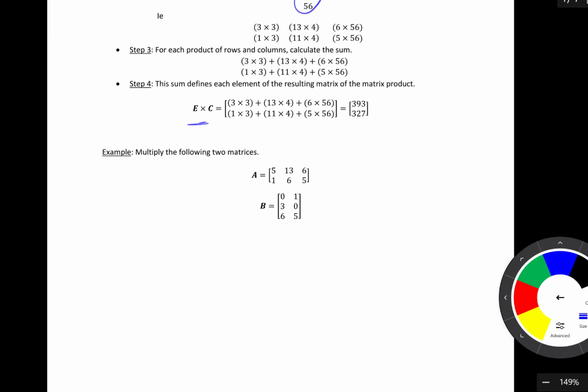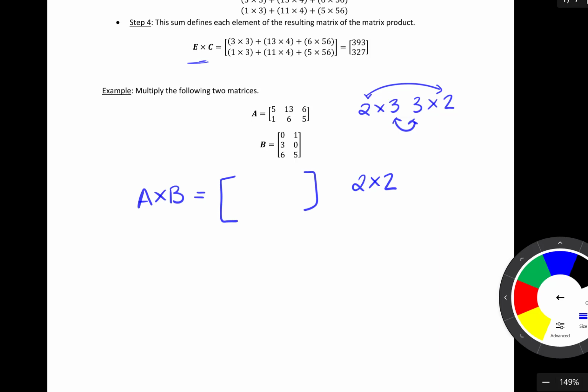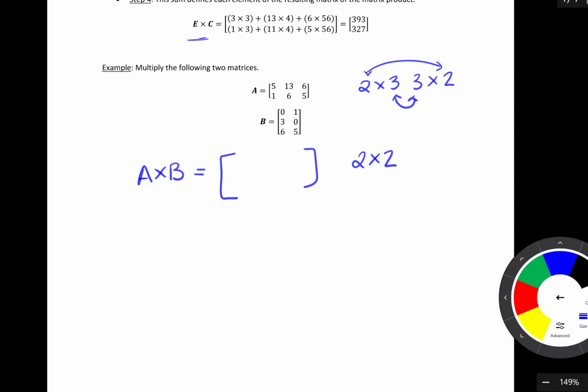So let's look at another example. We're going to multiply the following two matrices. Notice that A is a 2 by 3 and B is a 3 by 2. Since these two numbers match, we can perform multiplication, and the outer two numbers give us the dimensions of our product. So here we know that if we take A times B, that is going to result in a 2 by 2 matrix. So let's see how to do this.